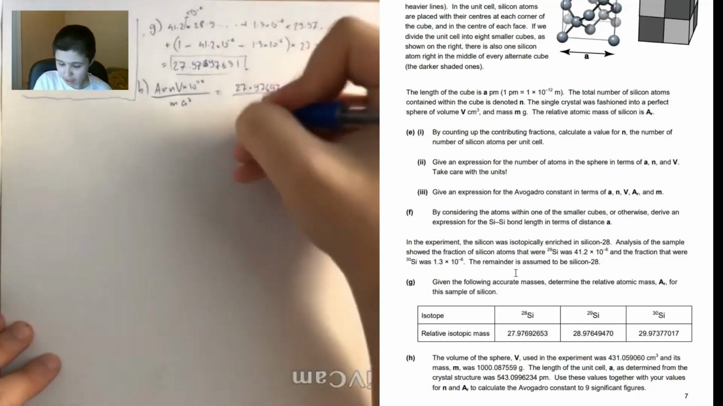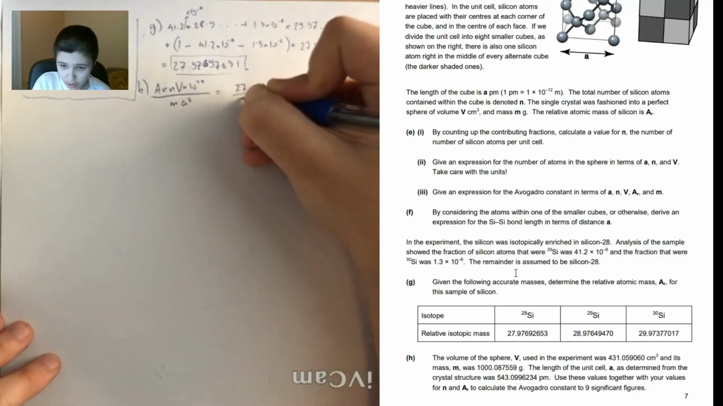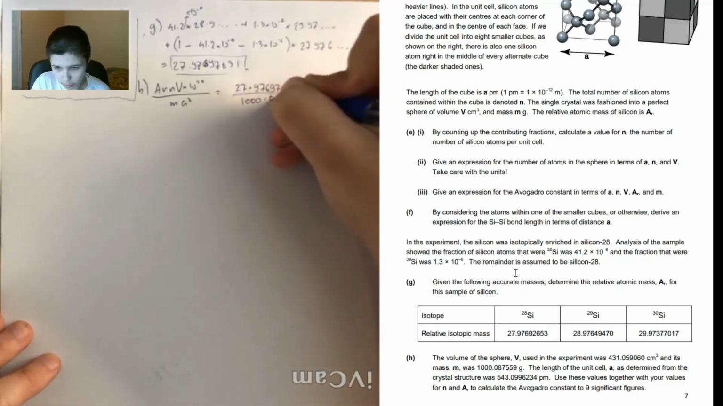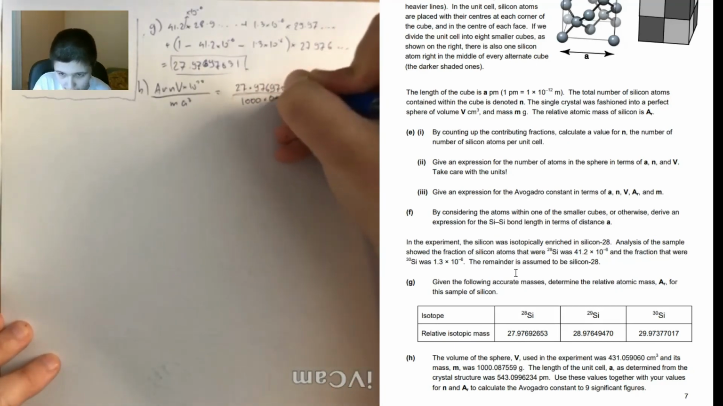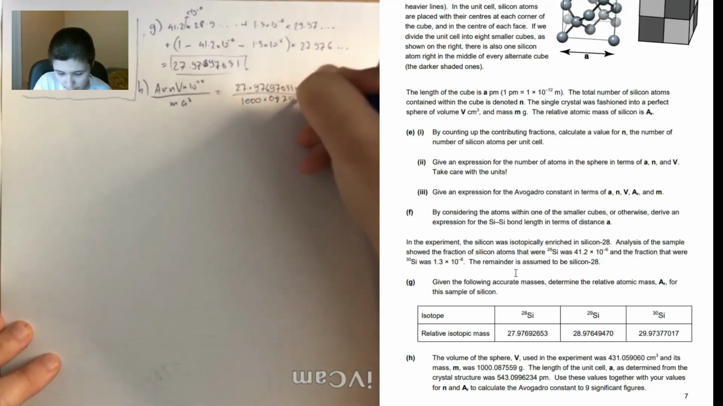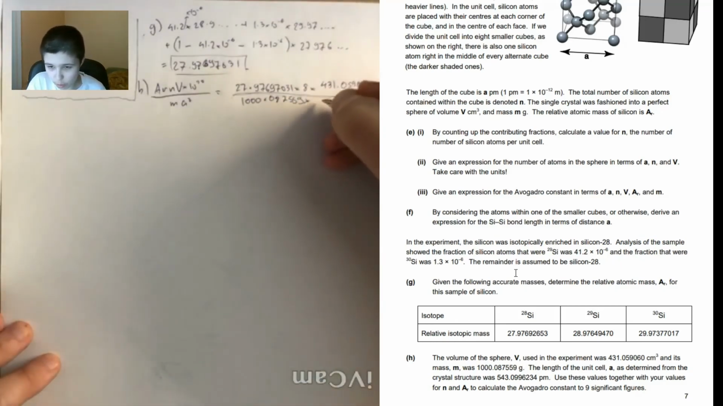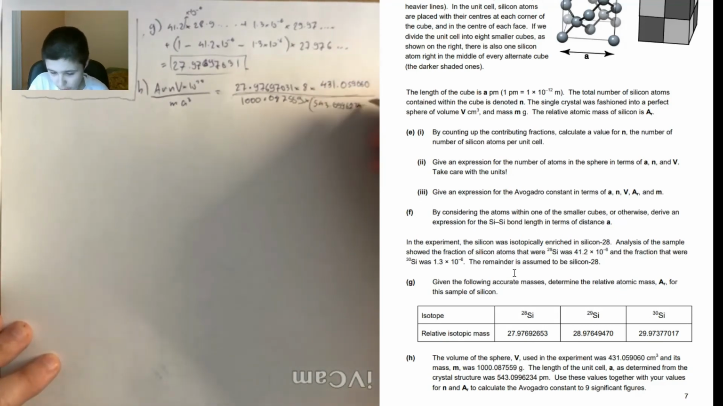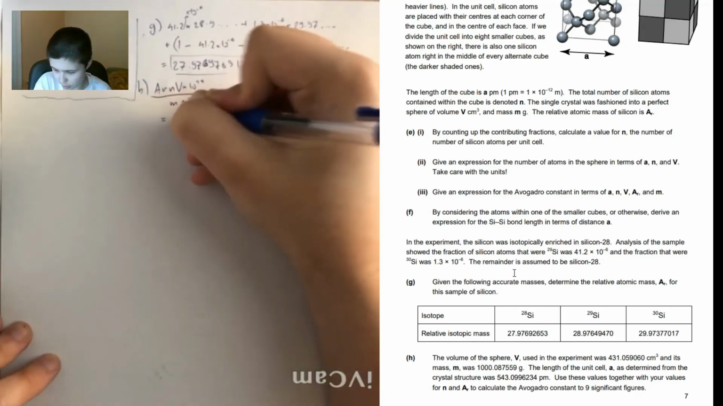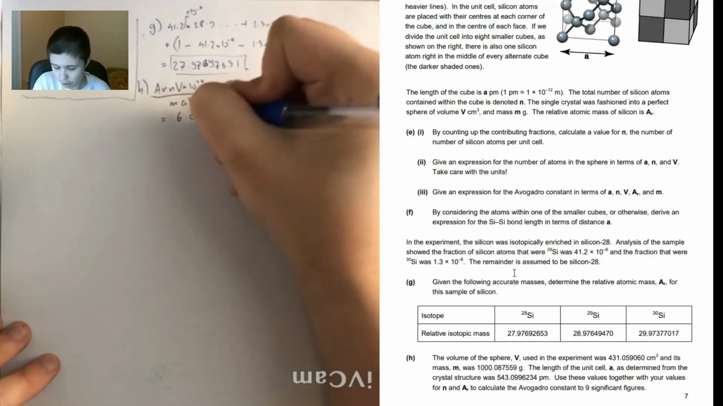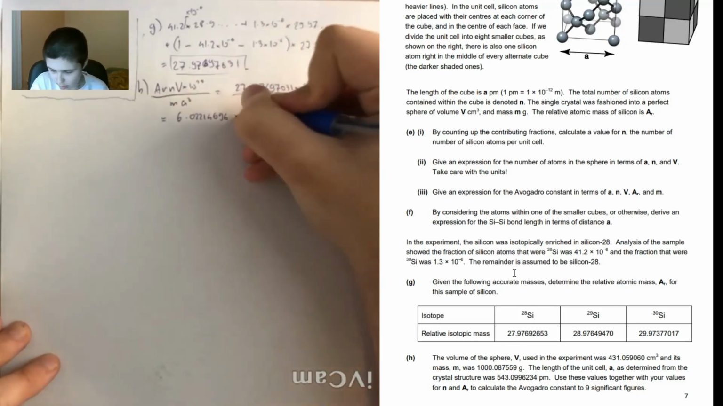But continuing on, divided by the mass, which is 1008.087559 times a cubed, and that's just 543.09962334, all cubed. And this gives me 6.0221496 times 10 to the 20.